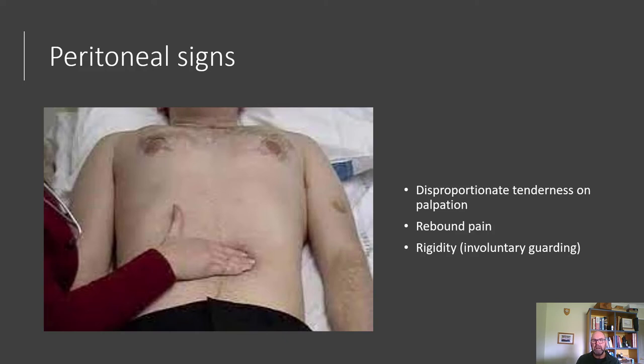As a general rule of thumb, this promotes really disproportionate levels of pain and tenderness associated with palpation of the abdomen. We also get that rebound tenderness. That's the tenderness that we don't associate with pushing down, but instead we get tenderness with a very fast release of a hand from the abdomen. And it can also promote a sign known as involuntary guarding. That is that rigid abdominal feel because the muscles have gone into spasm.